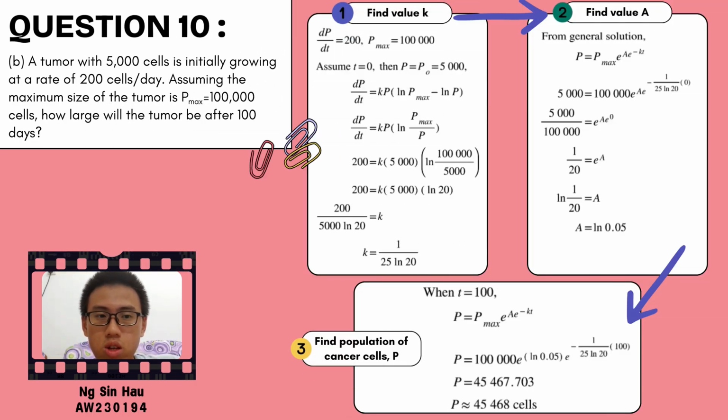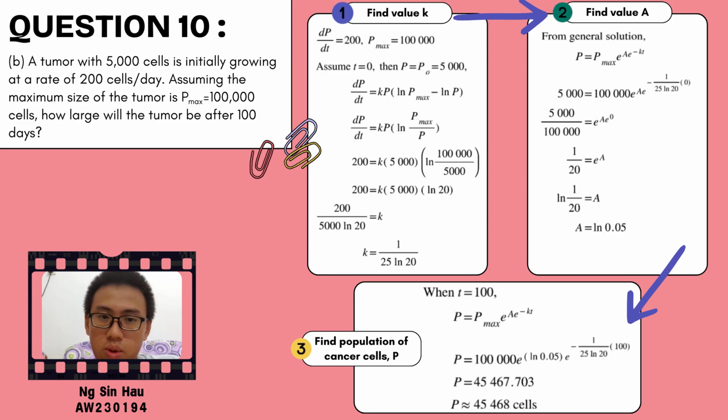Question b. A tumor with 5,000 cells is initially growing at a rate of 200 cells per day. Assuming the maximum size of the tumor is P max equals 100,000 cells, how large will the tumor be after 100 days? First step, we find the value of K. Since we have dP/dt equals 200, P max equals 100,000, we assume t equals 0, then P equals 5,000. So we get K equals 1 over 25 ln 20.